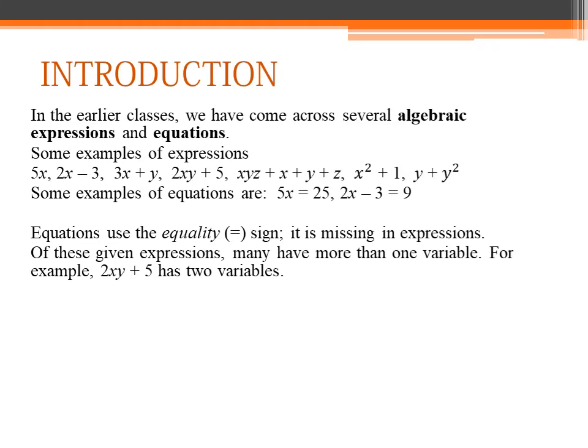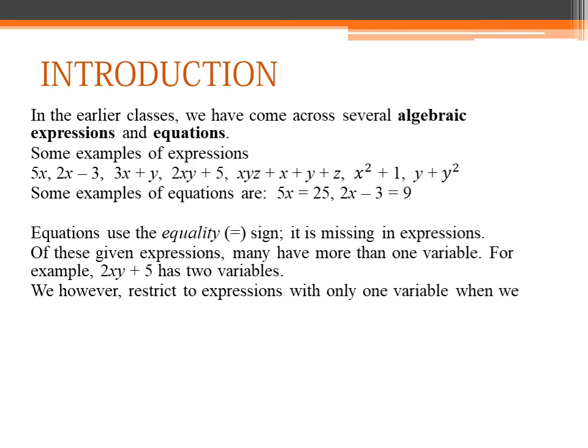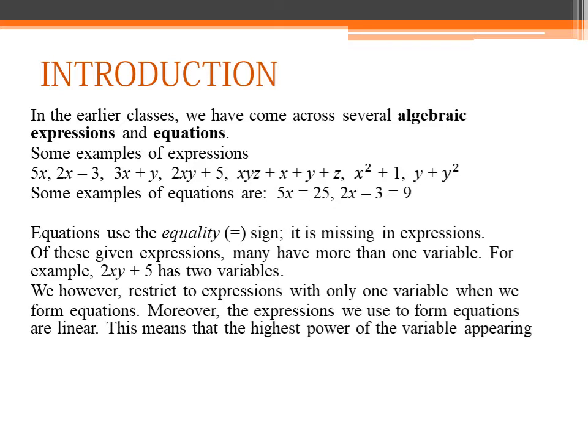Of these given expressions, many have more than one variable. For example, 2xy plus 5 has two variables. Here, we are considering equations having expressions with only one variable. Moreover, the expressions we use to form equations are linear. This means that the highest power of the variable appearing in the expression is 1.